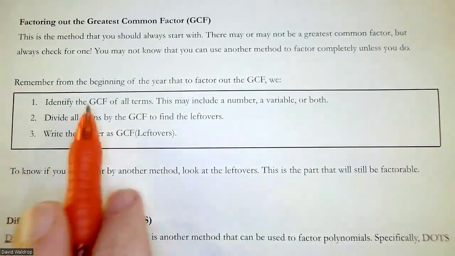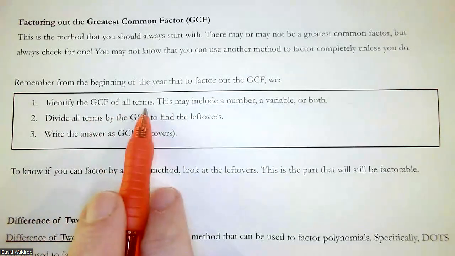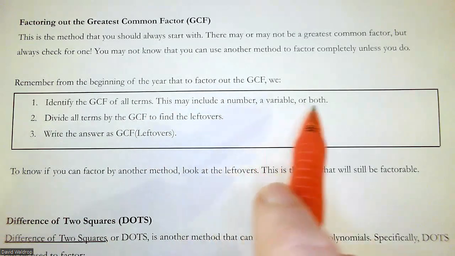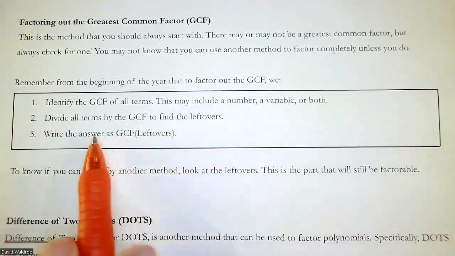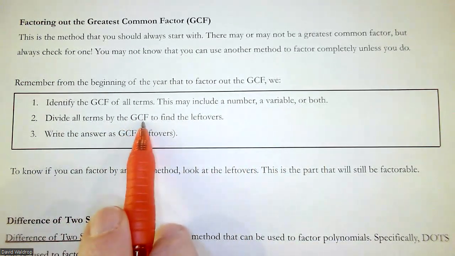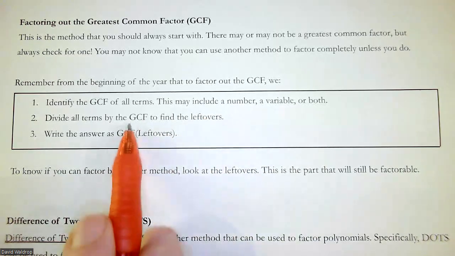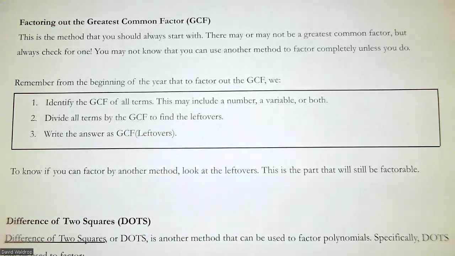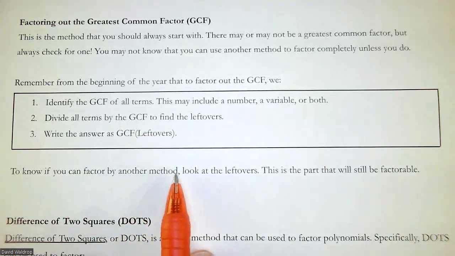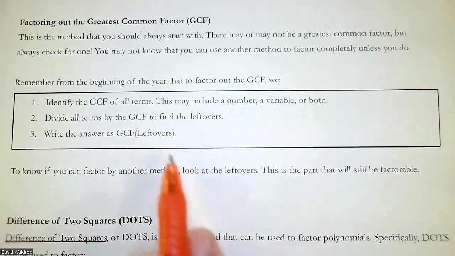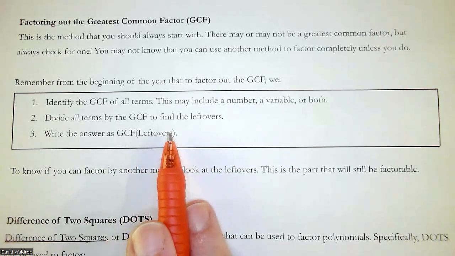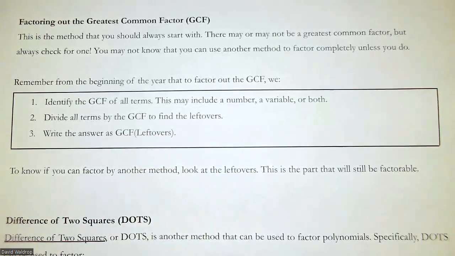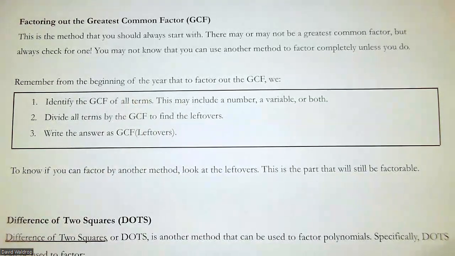So what we want to do is identify the GCF. What that means is find all common numbers, variables, or both, and then divide by the GCF to find the leftovers and write the answer as the GCF times whatever was not taken. To know that you can factor by another method, look at the leftovers. We would look at that and say, can I do anything with that? If not, then we stop. If we can, we keep going on. So we'll practice doing a GCF while we're there.